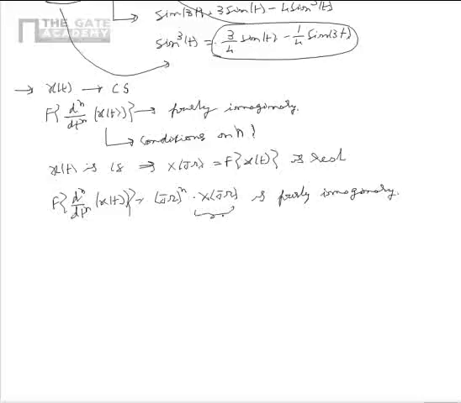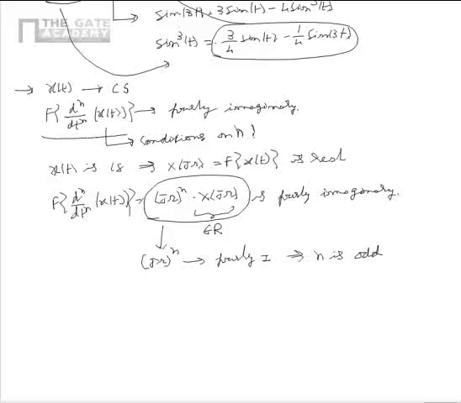We know that x of j omega is real, and so for j omega whole power n times x of j omega to be purely imaginary, j omega whole power n should be purely imaginary. So that implies n is odd. From this we see that if x of t is conjugate symmetric, for the Fourier transform of d n by dt n of x of t to be purely imaginary, n should be odd.